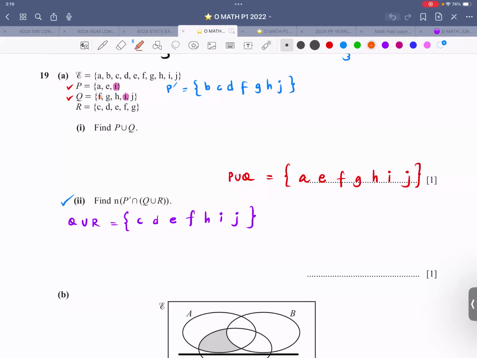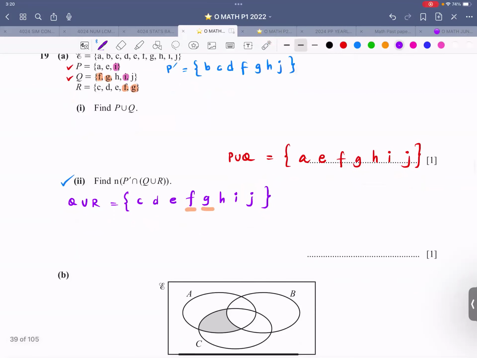So there is F over here. There is G over here. H, J, C, D, E. So this is F and this is G. I forgot G, so let me write G. So therefore, this is G over here. So F, G is there, and then no harm in double checking. C, D, E, and H, J, and yes, I is also there. Okay, so this is Q union R, and then let me write P complement.